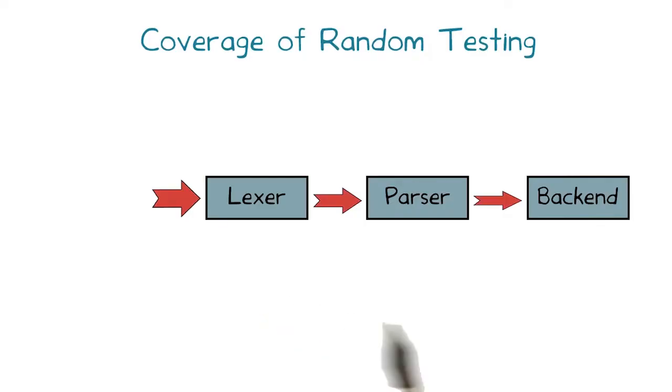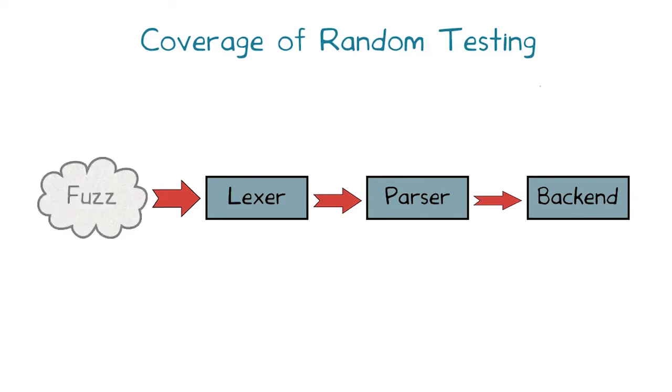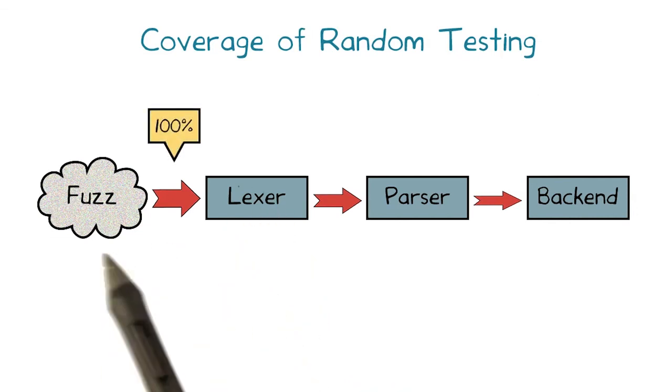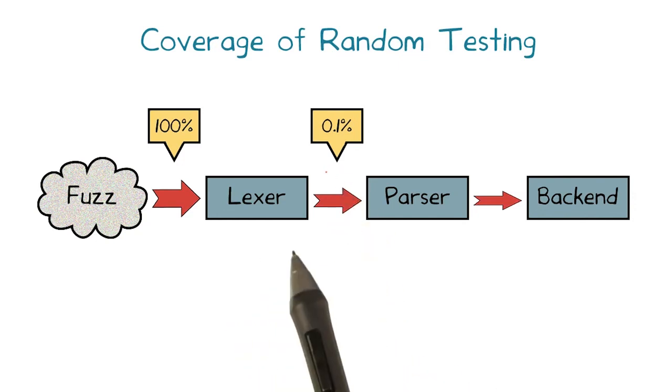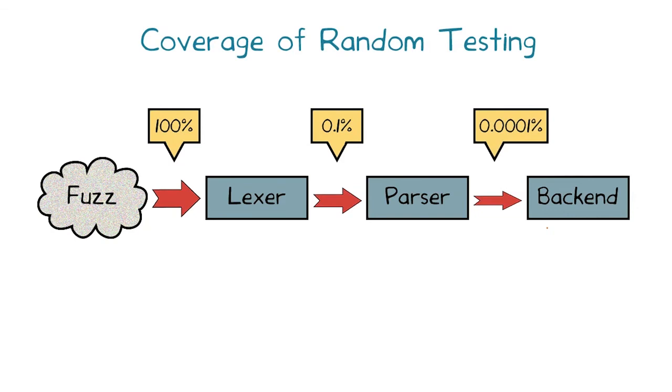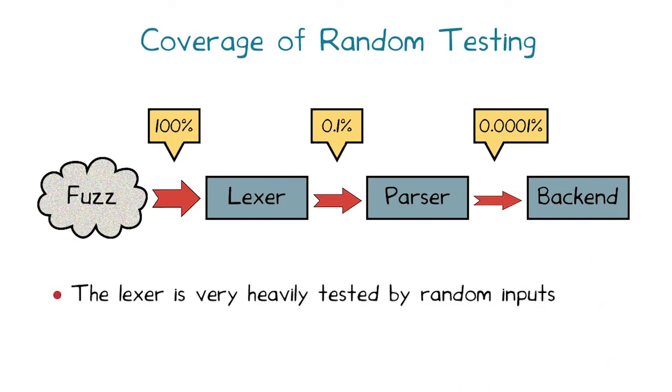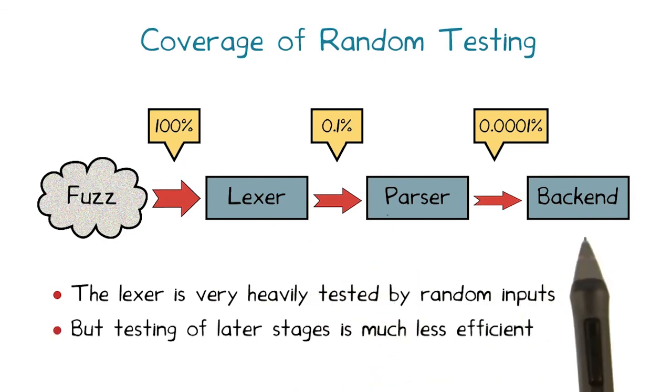Consider a compiler for, say, the Java programming language. Let's see what would happen if we were to test such a compiler program by feeding it random inputs. The lexer will see all of these inputs and will hopefully reject almost all of them as invalid Java programs. So perhaps only 1,000th of these inputs will pass the lexer and reach the parser. And perhaps only 1,000th of the inputs reaching the parser will pass through to the backend of the compiler. Thus, while random testing heavily tests the lexer, it is much less efficient in testing later stages of the compiler.